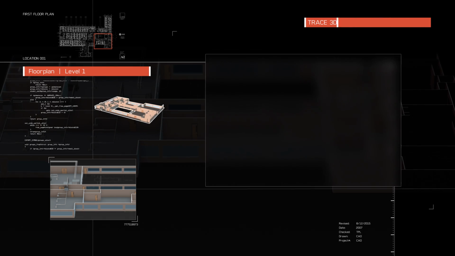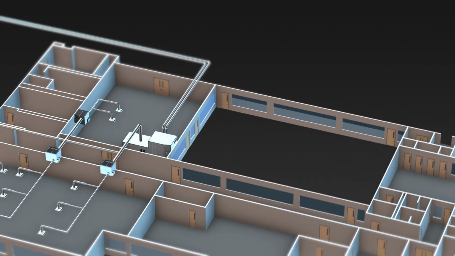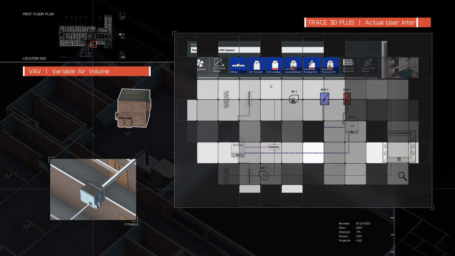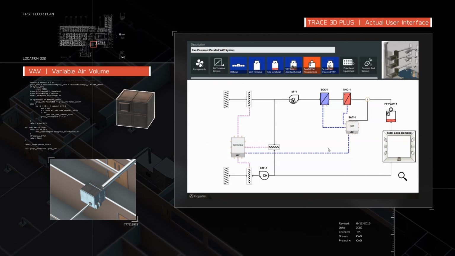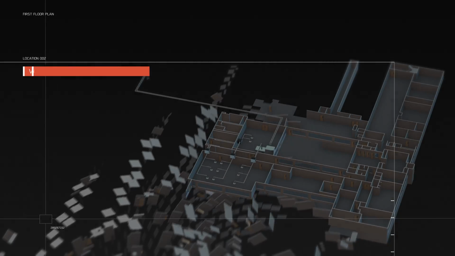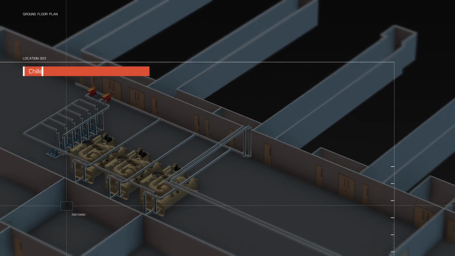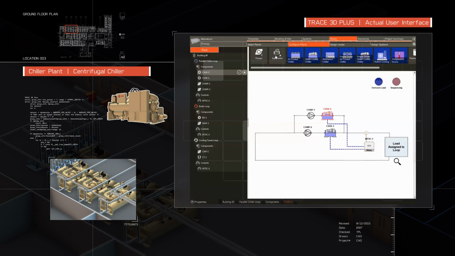Trace 3D Plus is seamlessly integrated sizing for components and systems, so there's no need for duplicate effort when transitioning to energy analysis, reducing risk and increasing efficiency. Trace 3D Plus is flexible and intuitive, with built-in validations and the ability to share libraries and results within a single project file.